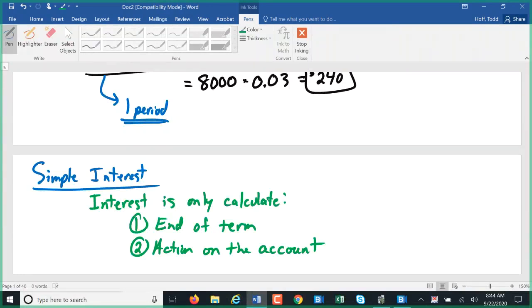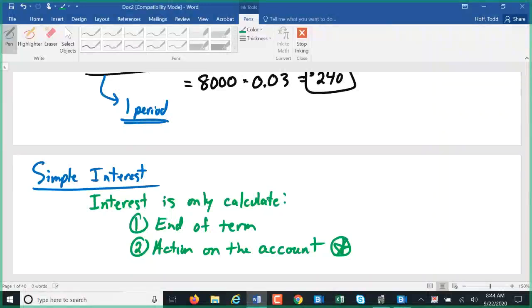Well, you might think, they're not waiting till the end of my 5 years to calculate interest. No, they're not. But they expect you every month to make a payment. That is an action on the account. They calculate the interest when you make the payment. So if you make the payment late one month, you might have a larger interest charge because there's more days that have gone by. Or if you make your payment early one month, you might get a smaller interest charge because of that.